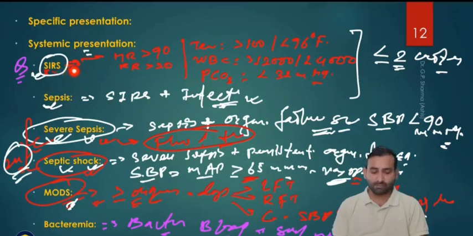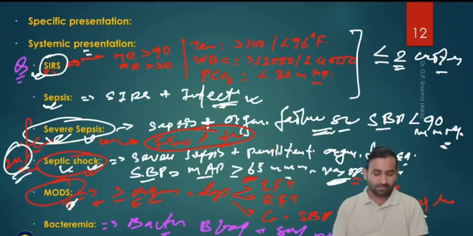SIRS, you understand, among these five criteria, at least two criteria should be there. Sepsis means SIRS plus infection should be there. Severe sepsis means sepsis plus organ failure should be there, like systemic blood pressure less than 90 mmHg, but that can be maintained with fluid therapy, right? Time doesn't matter. And in septic shock, the patient has severe sepsis, but to maintain mean arterial pressure more than 65 mmHg, we need vasopressor support, right?